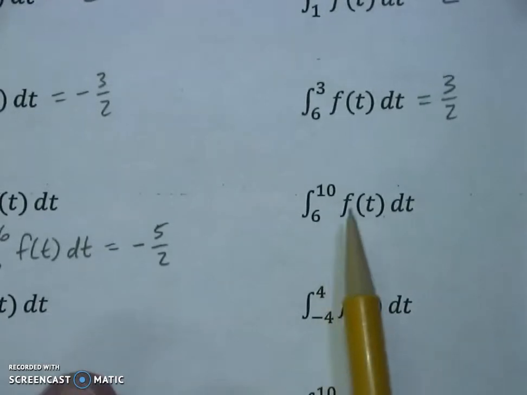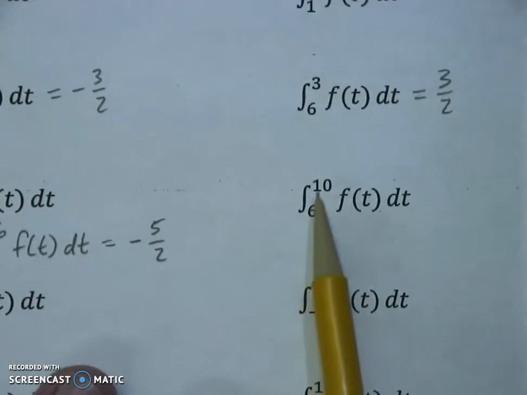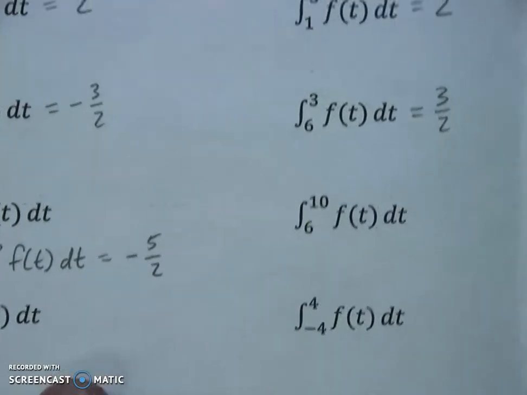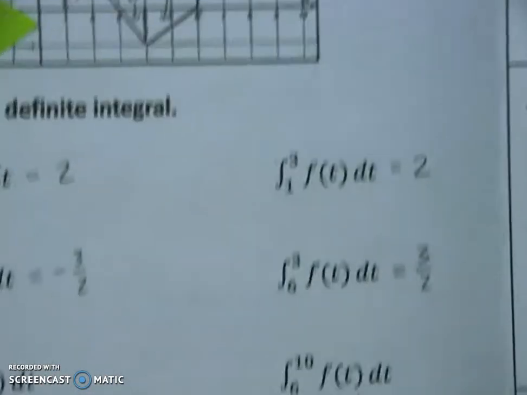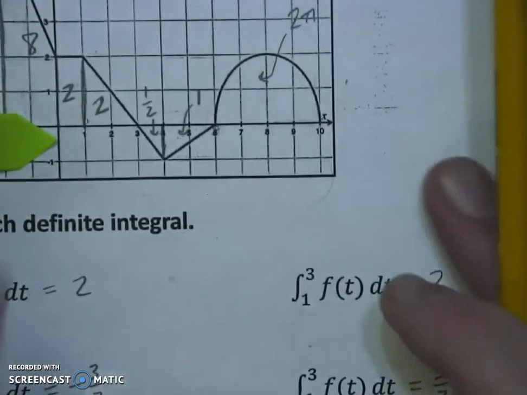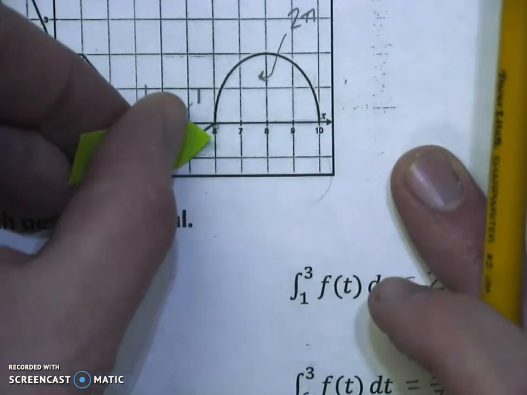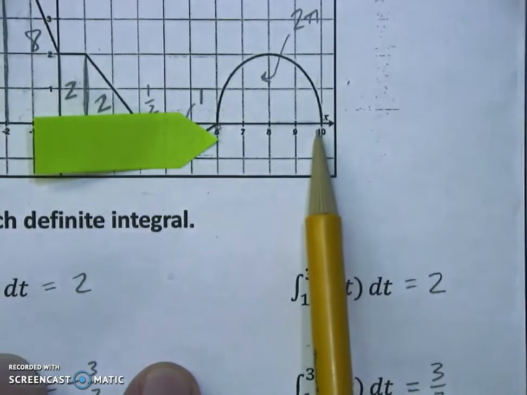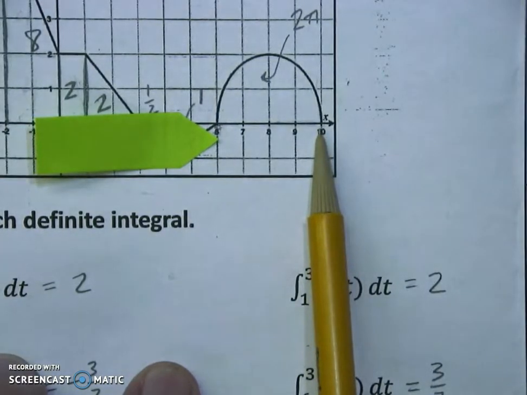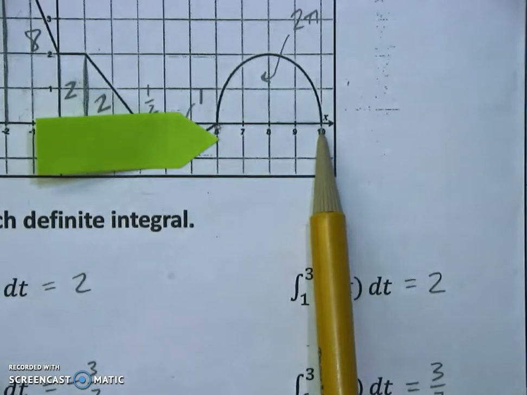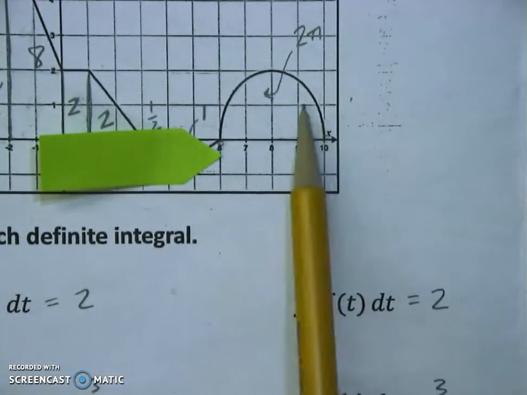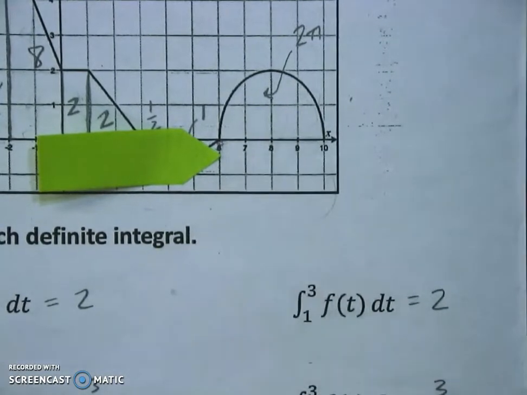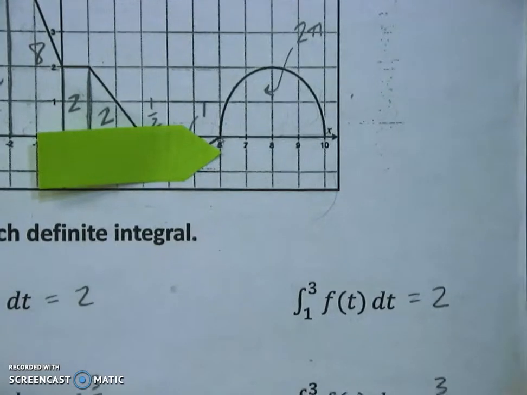Let me do one more where I'm steering, and then I'll let you guys take the wheel. Let's do the integral from 6 to 10 of f of t. Okay, from 6 to 10. So we're going to start at 6, and we're going to stop when we get to 10. So I'm traveling right. The area above the axis is positive. How about just that semicircle? How about 2 pi?